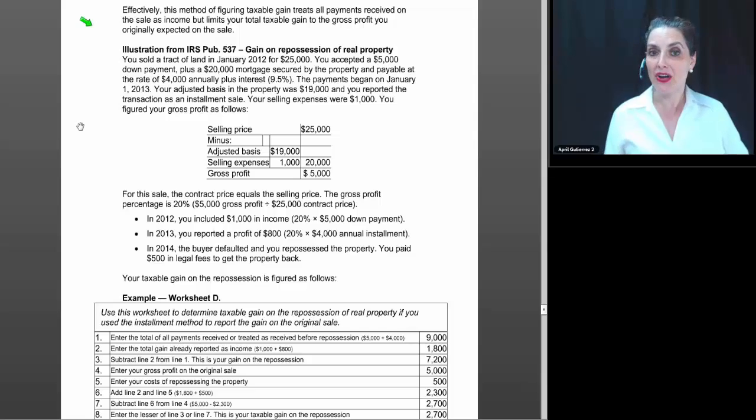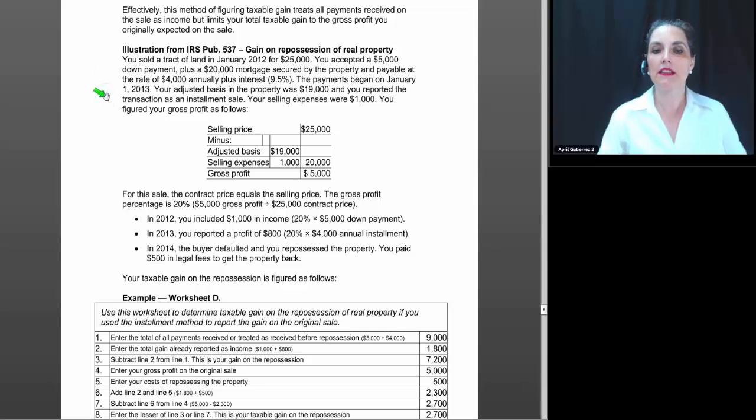Well, to make sense of it all, we've got a couple of illustrations for you, and they actually come from IRS Publication 537. These are not ones I made up, but I've taken them and used them to figure some worksheets for you. You sold a tract of land in January 2012 for $25,000. You accepted a $5,000 down payment plus a $20,000 mortgage secured by the property and payable at a rate of $4,000 annually plus 9.5% interest. The payments began on January 1, 2013.